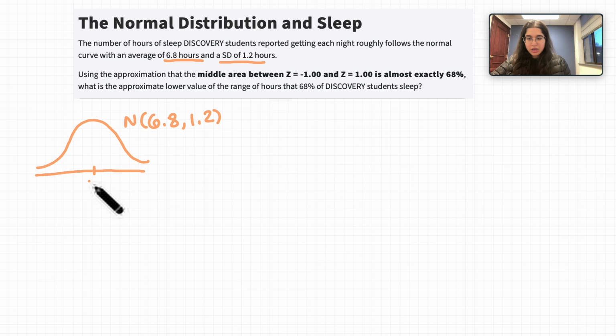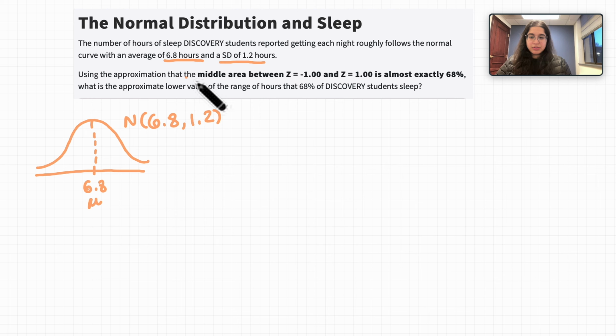So this right here would be 6.8, which represents my mu. And then my standard deviation is 1.2, which tells me how spread out the data values are. 6.8 hours tells me that on average, Discovery students get about 6.8 hours of sleep every night.